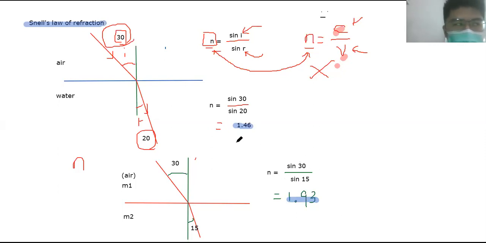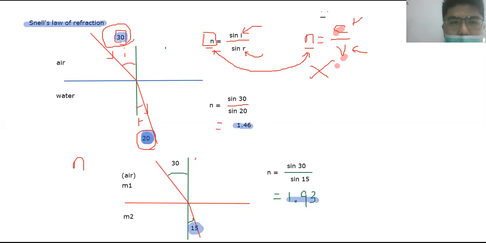So what happens to the diagram? Look at the first diagram: the angle of refraction after the bending becomes 20. Initially it's 30. If there's no bending, it should come out as 30 also, but now there's bending, so it reduced to 20. This is the angle of refraction. The second diagram is reduced down to 15, so the bending is greater, to a greater extent.